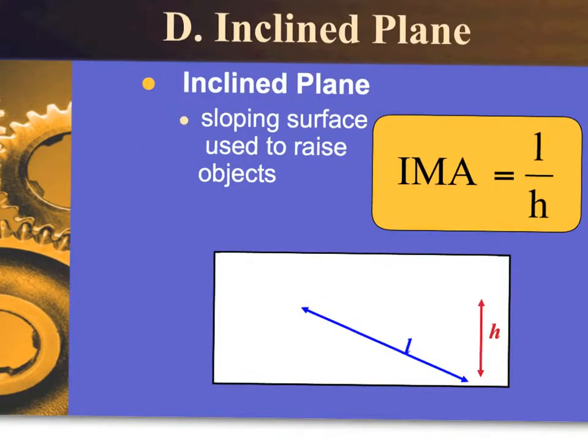The first simple machine that we will look at is an inclined plane. An inclined plane is a sloped surface that's used to raise an object. The ideal mechanical advantage for an inclined plane is calculated by taking the length of the plane divided by the height the object will be raised.